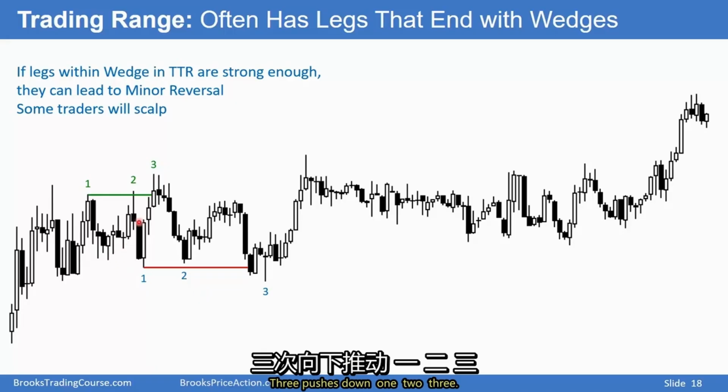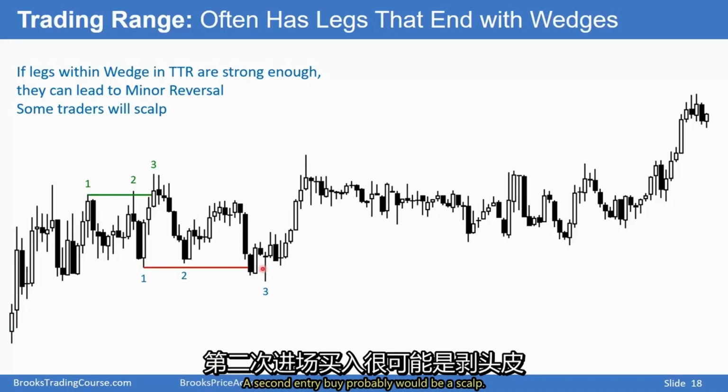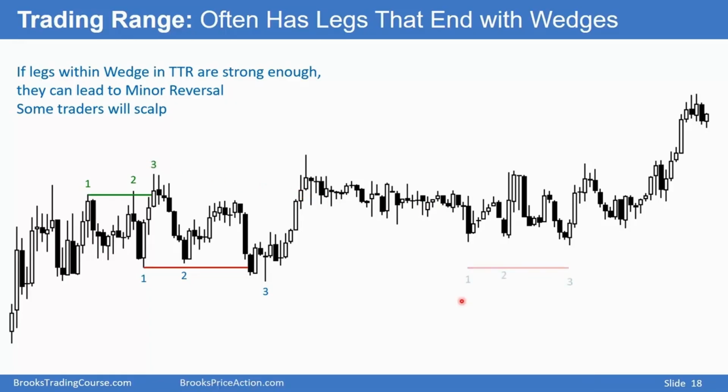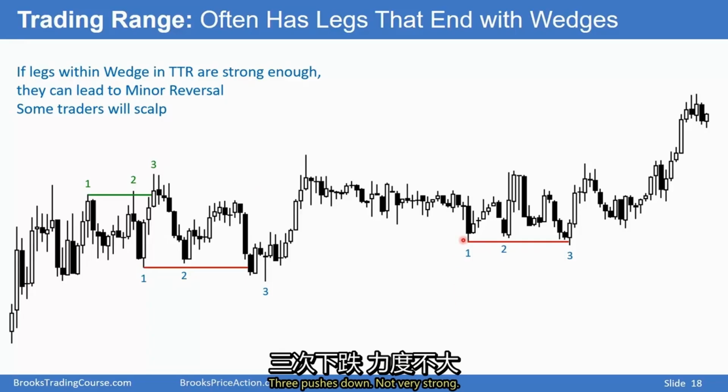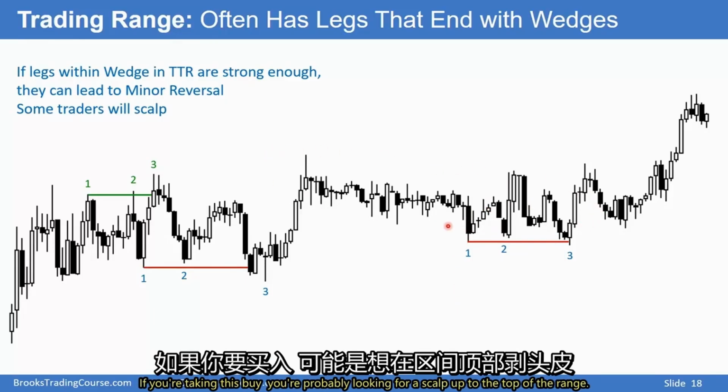3 pushes down, 1, 2, 3, not all that strong. A second entry buy probably would be a scalp. Here, the bulls got a break to the top of the range, and then terrible follow through. Same thing here, 3 pushes down, not very strong. Basically in a tight trading range, if you're taking this buy, you're probably looking for a scalp up to the top of the range.